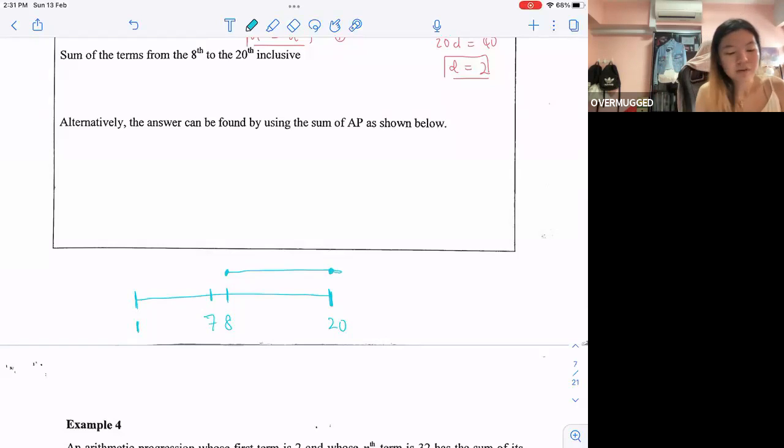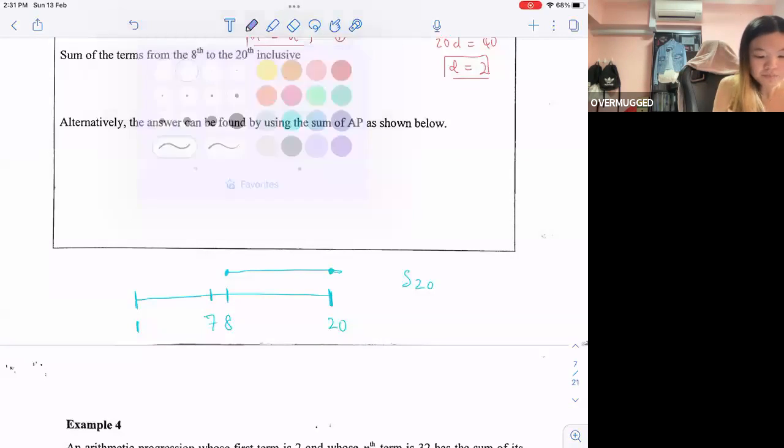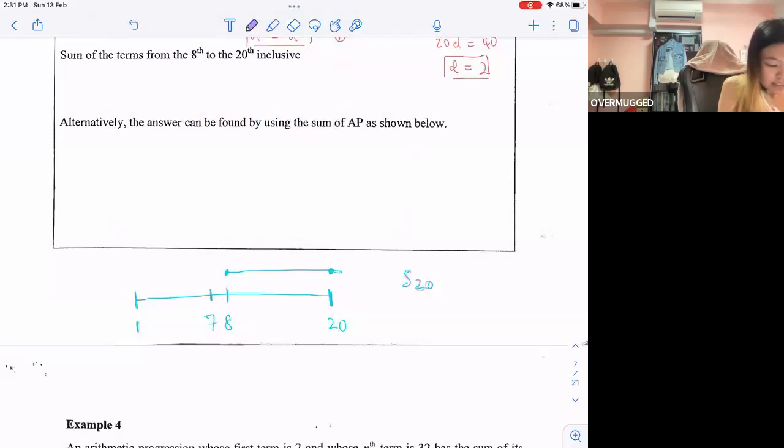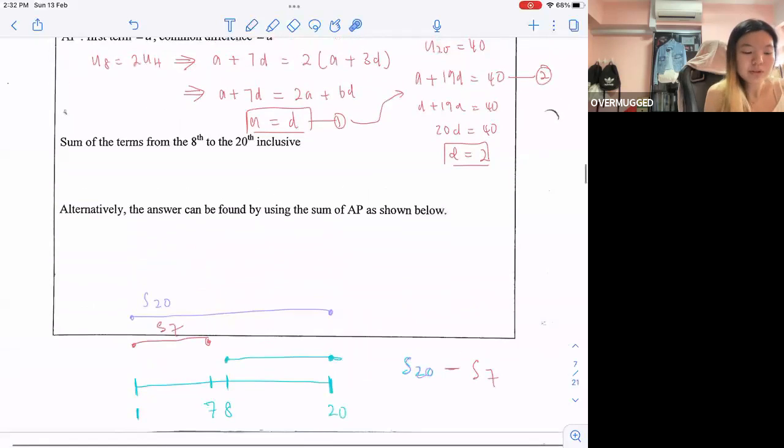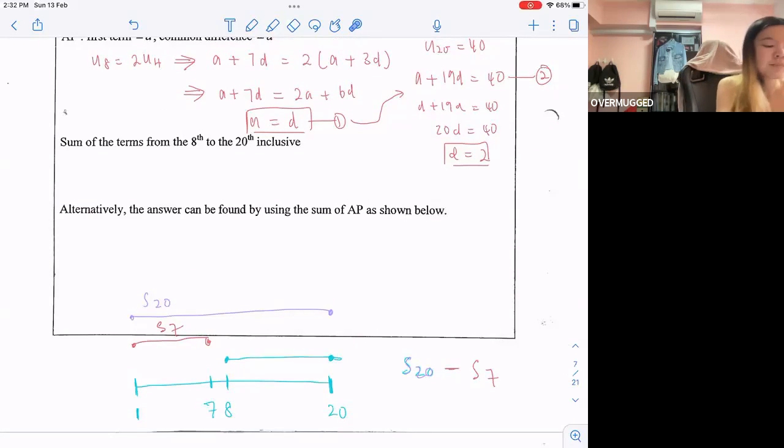When I find, for instance, my S20, I'm actually finding the sum from my first term all the way until my 20th term. This is a technique that you need to learn. You need to realize that you need to take S20 minus S7. I need to minus off from the first term to the 7th term. When I minus this off, I will be left with my U8 to my U20.